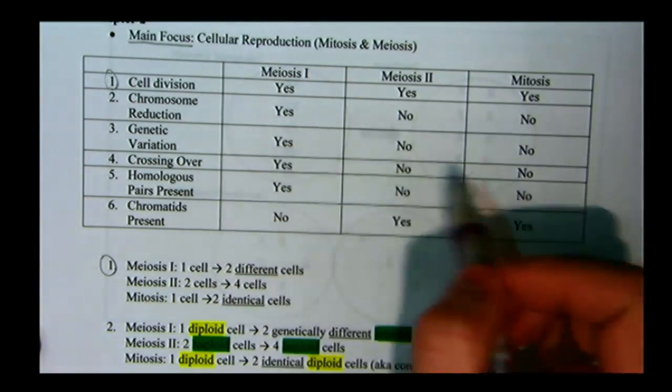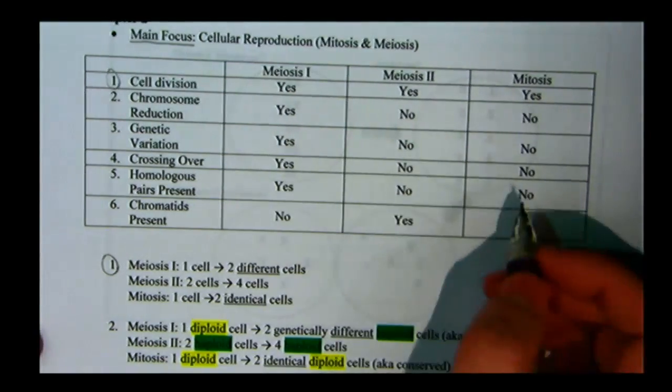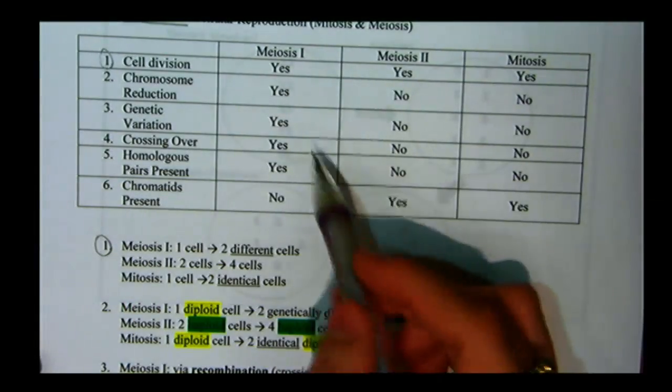So use this table to know the information about each stage of cellular reproduction. And again, like I said, each of these numbers corresponds to more information below here. So all that information.